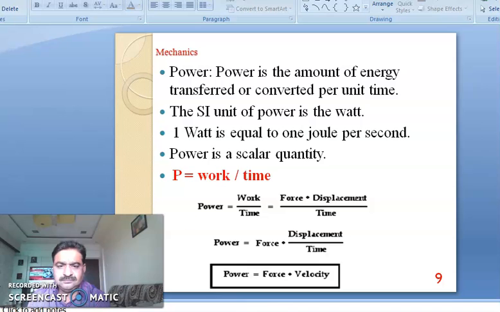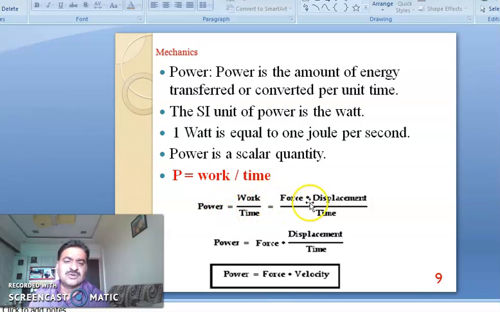Now, let's turn towards power. Power is the amount of energy transferred or converted per unit time. The SI unit of power is watt. 1 watt is equal to 1 joule per second. Power is a scalar quantity. This point you remember. And power is nothing but work upon time.